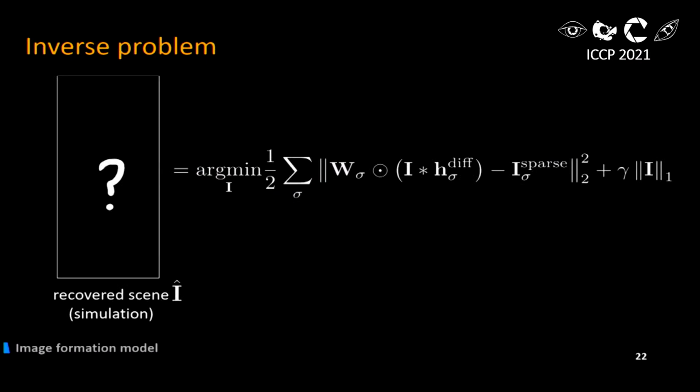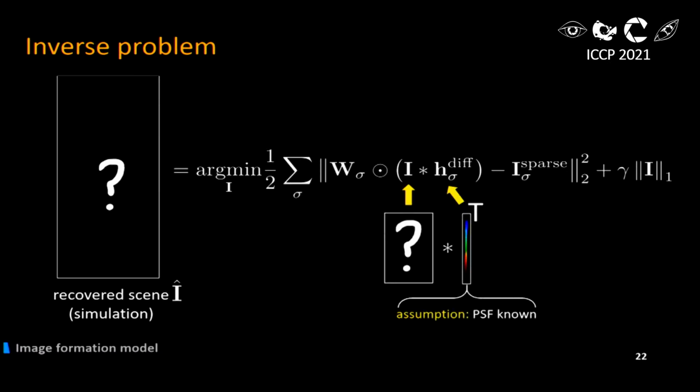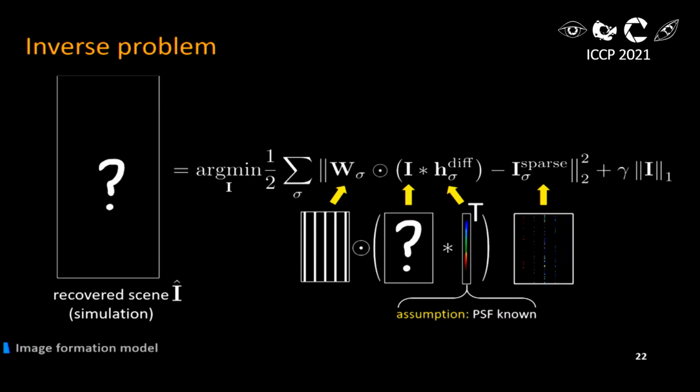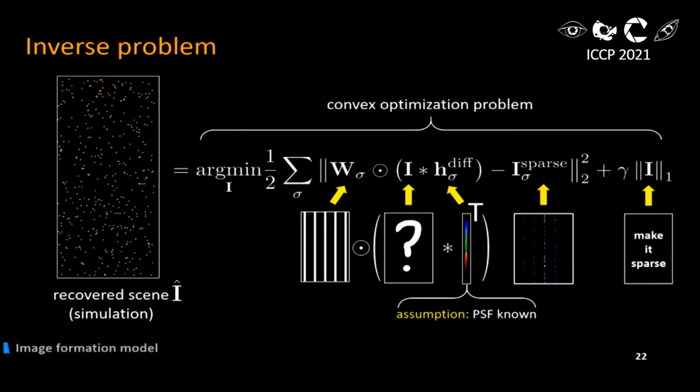So now that we have a forward model, we can use it to solve an inverse problem. So, we seek an image that when convolved with our PSF and sampled with our sampling matrix, best approximates our measurements, while also being relatively sparse. This is a commonly used convex optimization problem, which can be solved using readily available software packages.